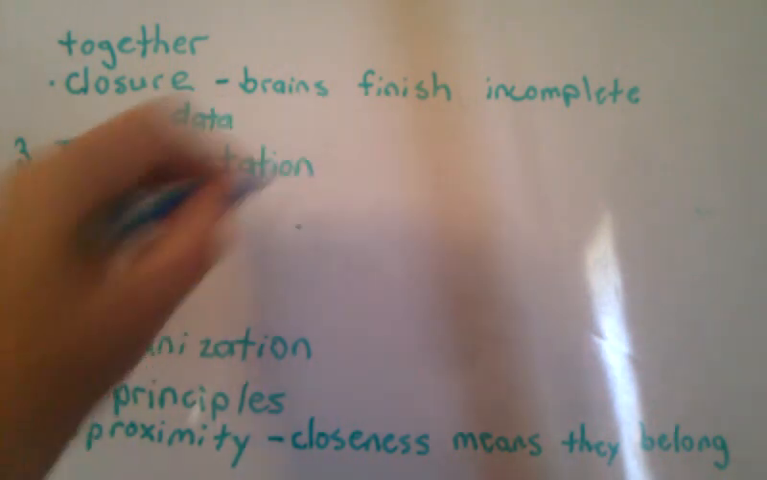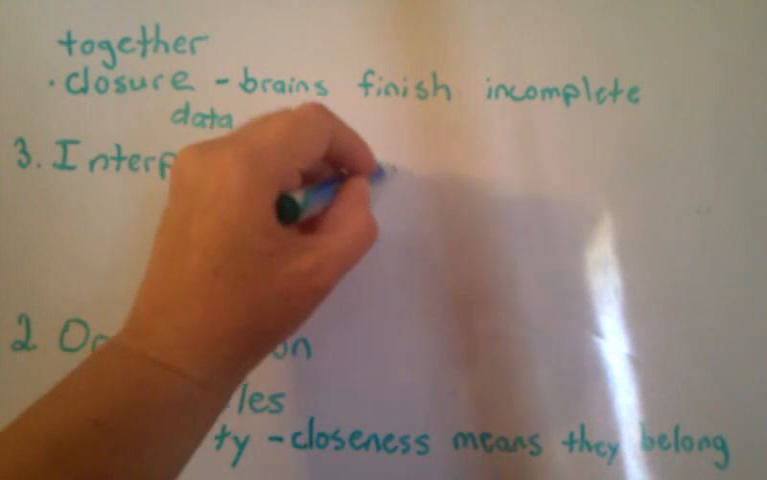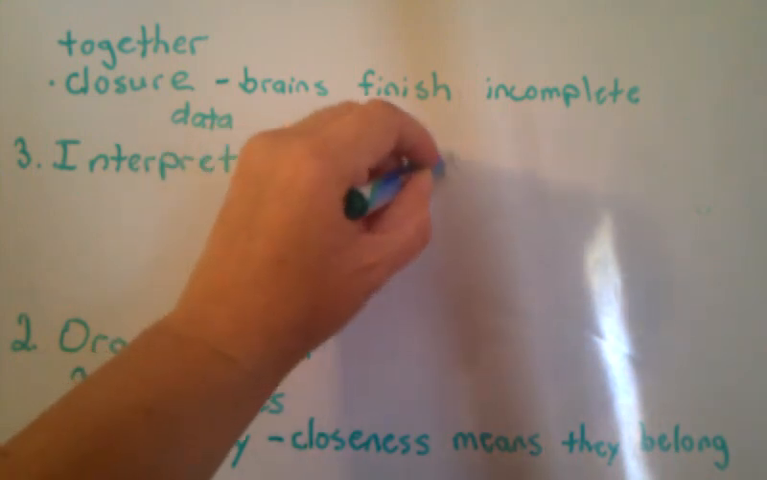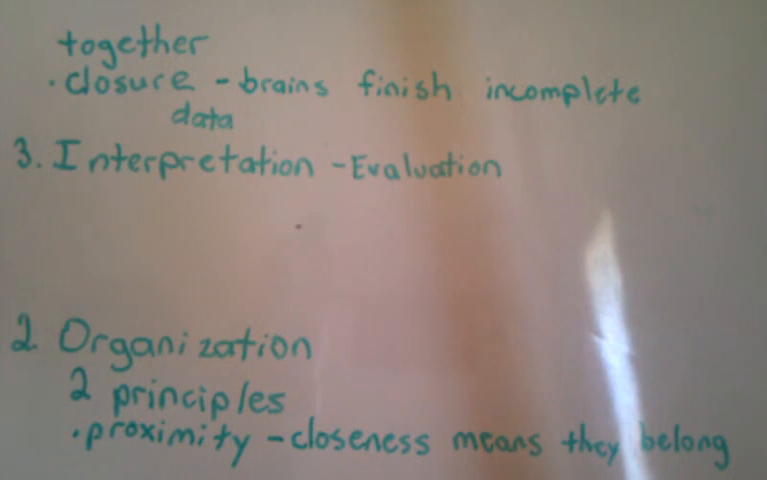Interpretation, evaluation. Interpretation, evaluation is the third stage in the process of perception. During this stage, we assign meaning to stimuli by evaluating them not only by the stimuli themselves, but also by past experiences and knowledge of certain truths and principles.